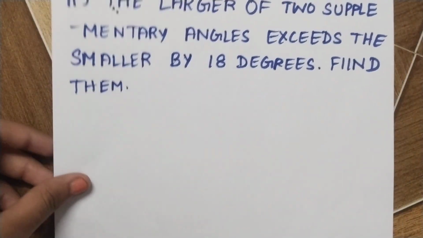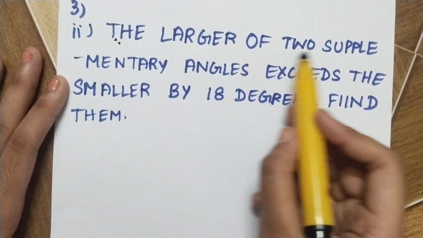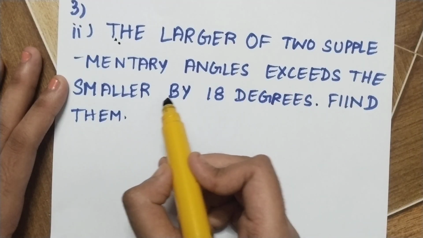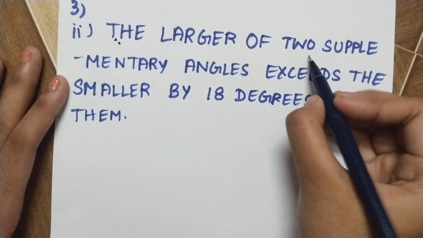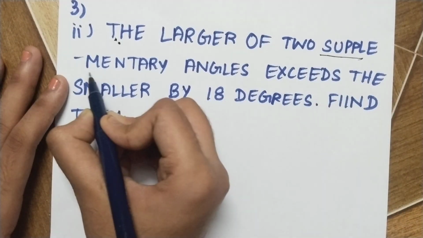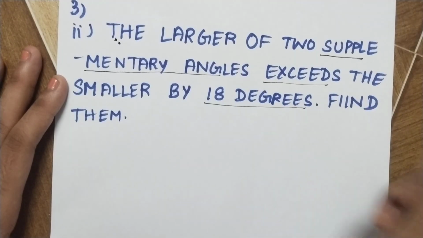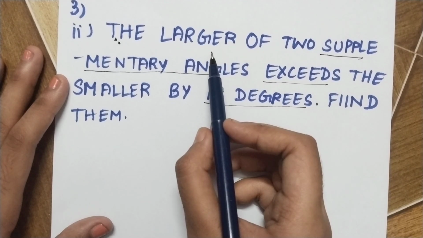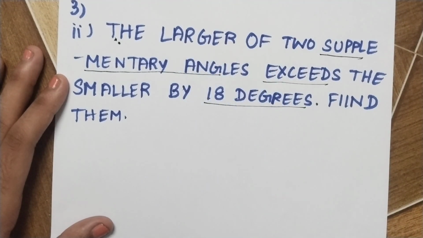Now, moving on to the second sum. The larger of two supplementary angles exceeds the smaller by 18 degrees. Find them. Here our clues are supplementary angles and exceeds by 18 degrees. We don't know both the angles, so both are unknown and I'm going to name them.